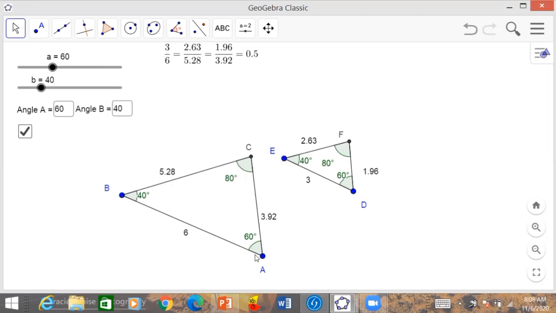Now in the triangle I have constructed, the ratio of sides, that is DE by AB is equal to 3 by 6. Then EF by BC is equal to 0.5. Then AC by DF is also equal to 0.5. Means corresponding sides are in the same ratio.